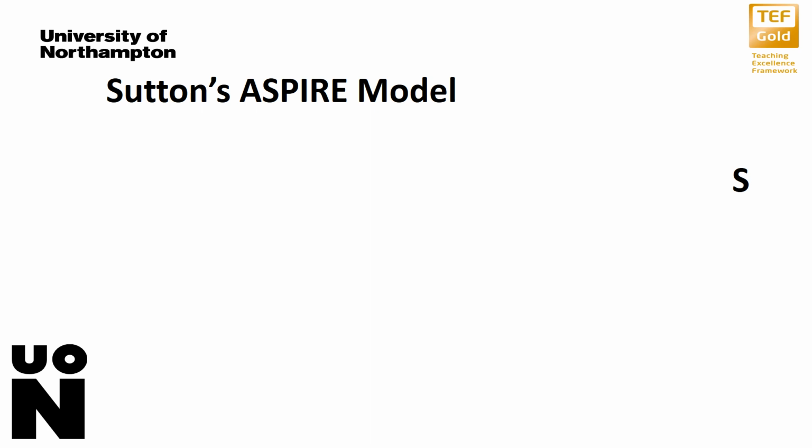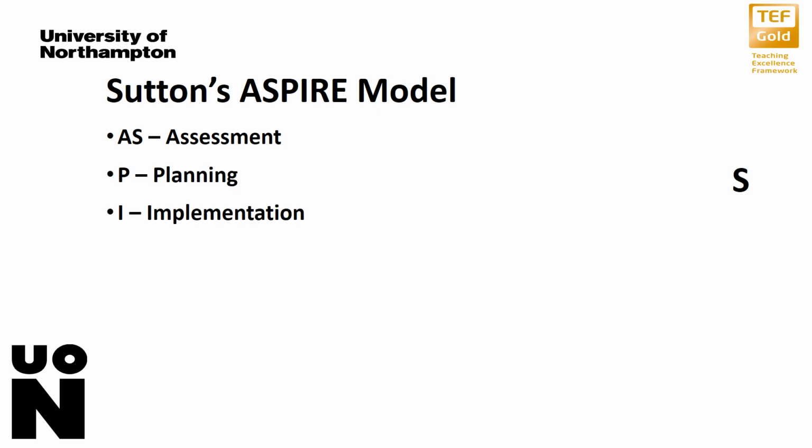So the model I'm going to use is one that's been around for a while. It's been around since at least the 1980s, and it's based on the work of Sutton, and it's called the Aspire model. This is quite a widely used model across the helping professions, not just in social work, but in lots of other areas as well. The acronym ASPIRE stands for Assess, Plan, Implement, Review and Evaluate. According to Sutton, they are the main stages of the helping process.